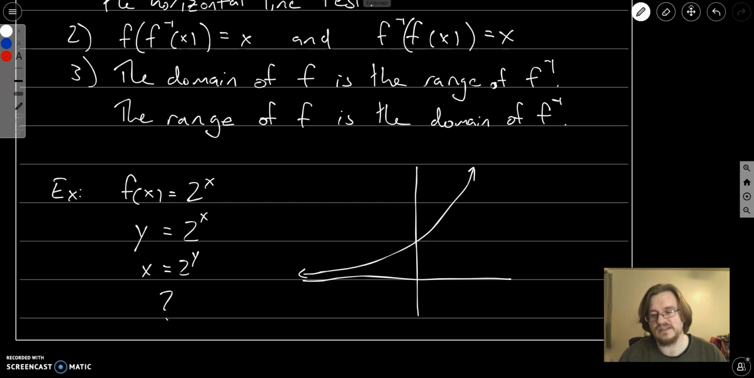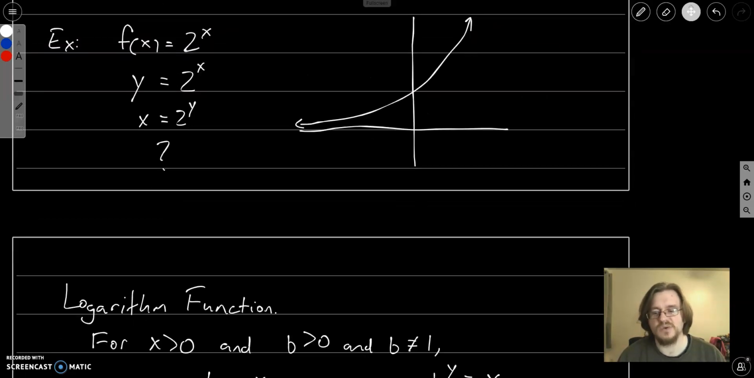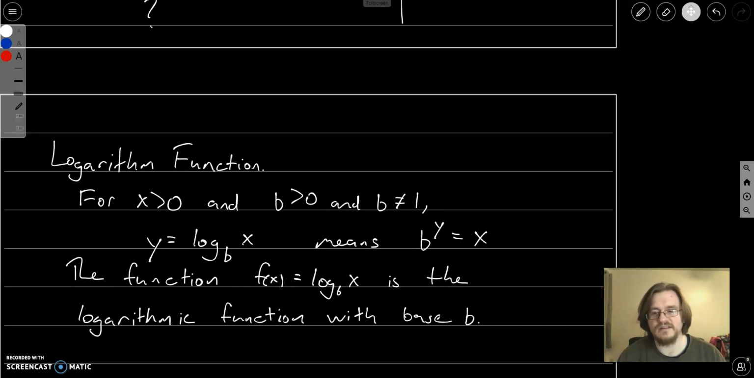We haven't seen a way to bring the exponent down, and this is actually quite tricky in general, but it is possible. We just have to define a new function. So what we do is we define what's called the logarithm. So the logarithm function is how we will bring, let me highlight this in red, how we bring an exponent down out of the function.